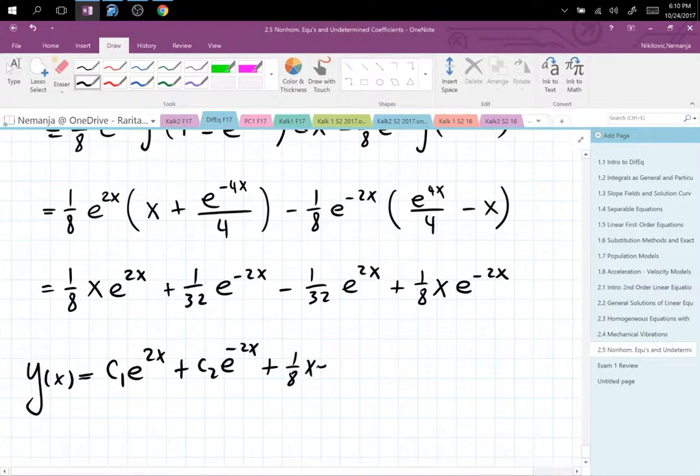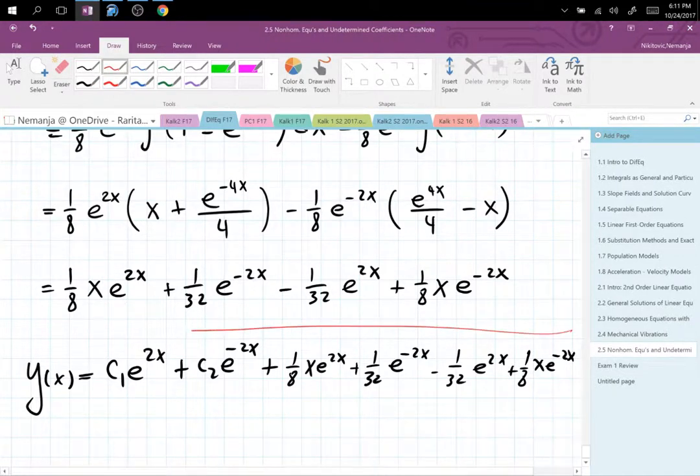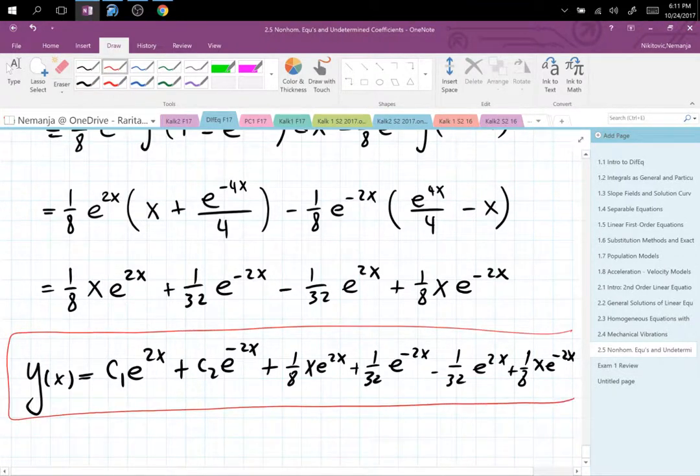1/8 x e to the 2x plus 1 over... who picked this problem? It's e to the negative 2x minus 1 over 32 e to the 2x plus 1 over 8 x e to the negative 2x. We're kicking this section out. Do we have to simplify, or can we just leave it literally like this? Literally leave it like this, okay? Unless we can make this problem much nicer if now you have an initial condition, and then you have to differentiate and plug in the initial condition and calculate C1 and C2.